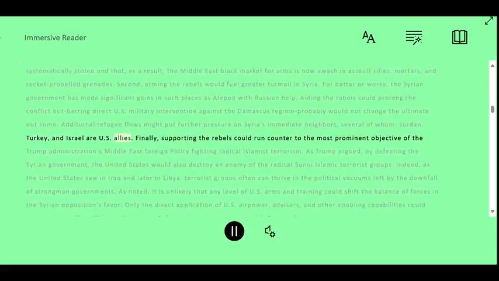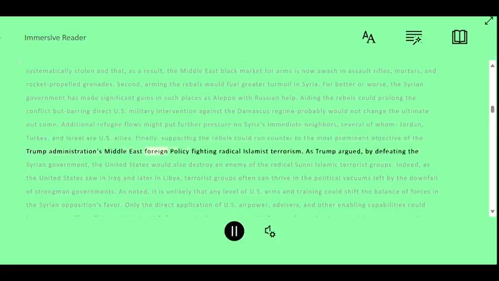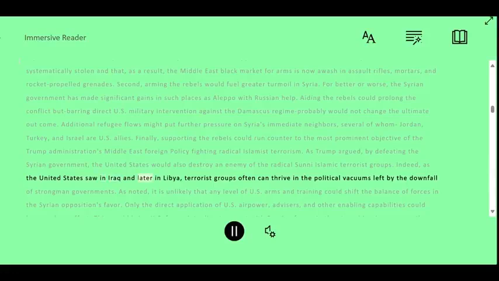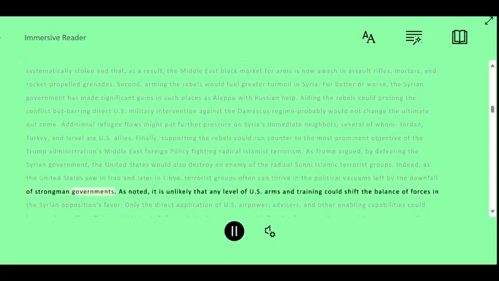Finally, supporting the rebels could run counter to the most prominent objective of the Trump administration's Middle East foreign policy: fighting radical Islamist terrorism. As Trump argued, by defeating the Syrian government, the United States would also destroy an enemy of the radical Sunni Islamic terrorist groups. Indeed, as the United States saw in Iraq and later in Libya, terrorist groups often can thrive in the political vacuums left by the downfall of strongman governments.